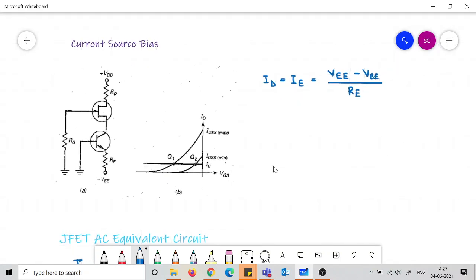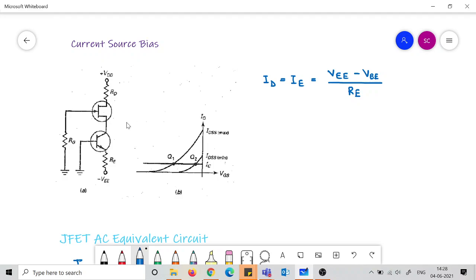Now a current source bias. Here it is called current source bias because it is setting up a very constant current. You will see that the ID here does not depend on a variable voltage like VGS. Even if VGS is varying, the ID is dependent on constant voltages. So that is why it is called a current source bias. If you really want to use the JFET as a current source, then you should go for this sort of biasing.